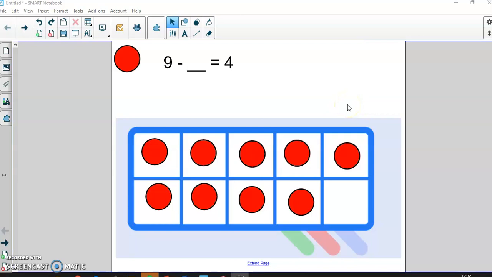Hello Year 1, this is our starter for maths today. I was talking to one of our Year 1 children about how to do problems like this, where we've got a missing number. So we're going to have a look at this together and some strategies. So we've got 9 take away something is 4.